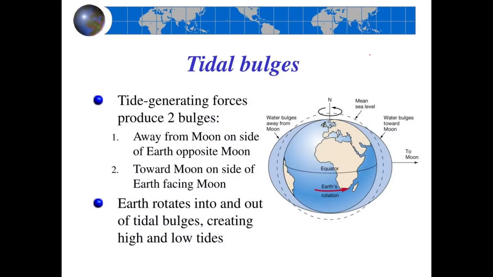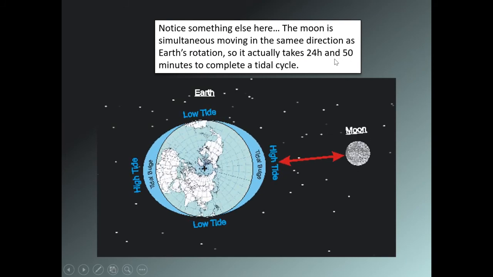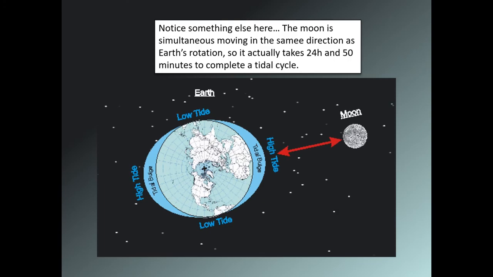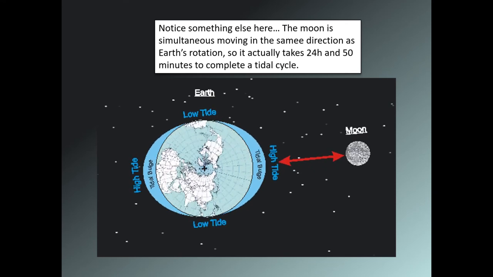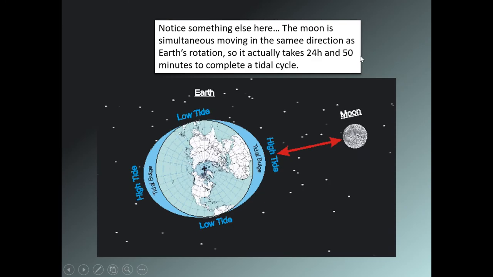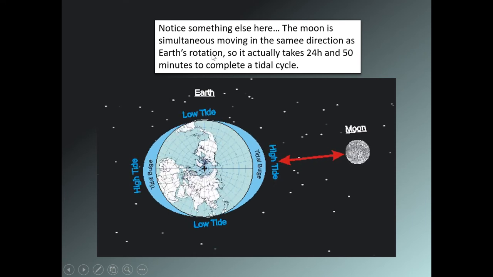So you're going to see the tidal bulges occurring at different points throughout the day because the moon is going around the Earth, okay? One thing I wanted to point out here is that the moon is simultaneously moving in the same direction as Earth's rotation.